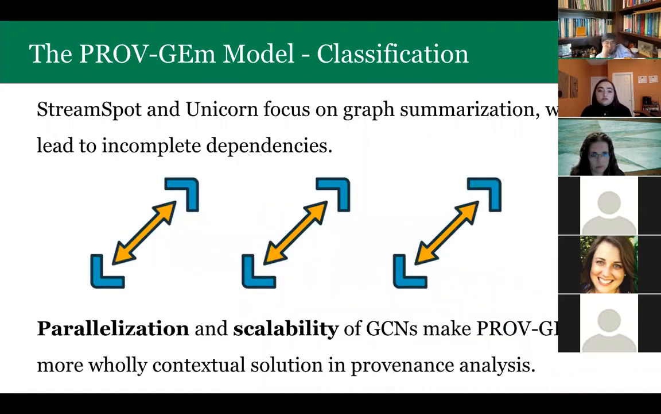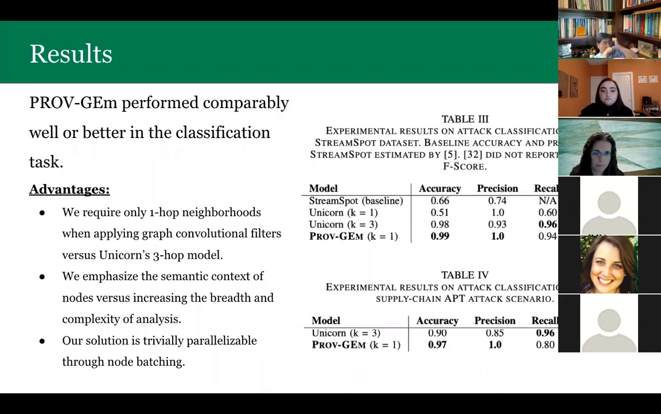So the advantage here is while StreamSpot and Unicorn focus on graph summarization, so they use their hashes to try to control the size of the graph. This doesn't work for them because it leads to incomplete dependencies. We use parallelization and the scalability nature of the graph convolutional neural network to make PROV-GEM a more wholly contextual solution in provenance analysis. So what were our results when compared?